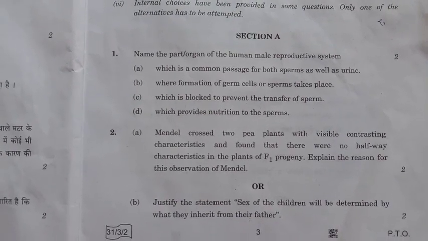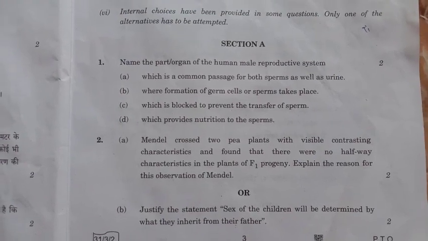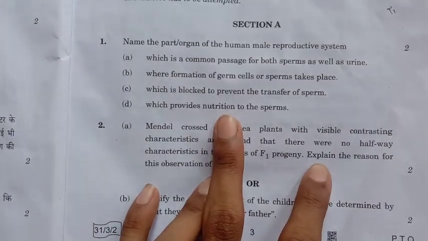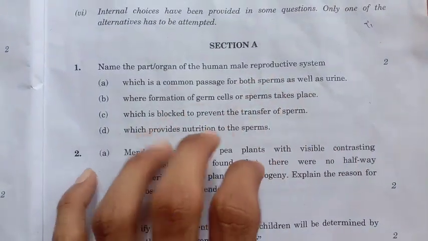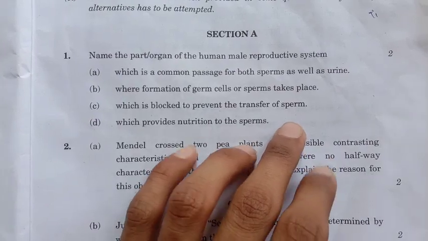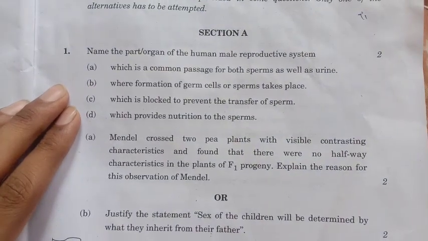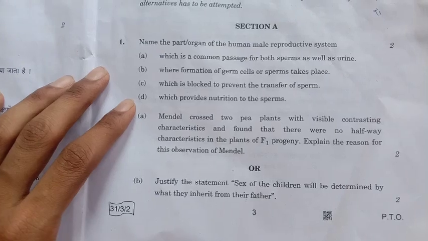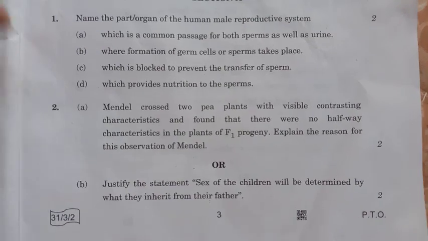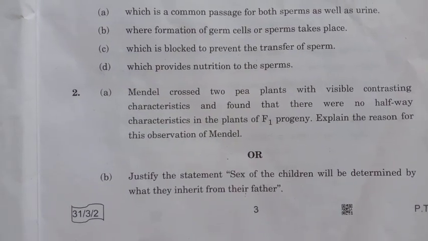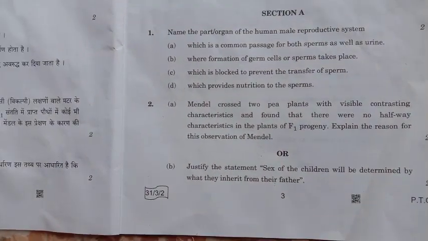Then in the C question, which is blocked to prevent the transfer of sperm? This question was very easy, but I did not see that it was the human male reproductive system. That's why I wrote the tube, which is tubal ligation in the female. I just spoiled my half marks here. And which provides nutrition to the sperm? We have the answer in the NCERT: the prostate gland and the seminal vesicle gland.